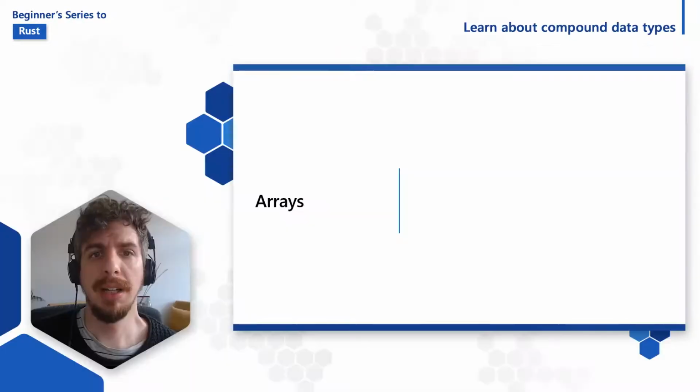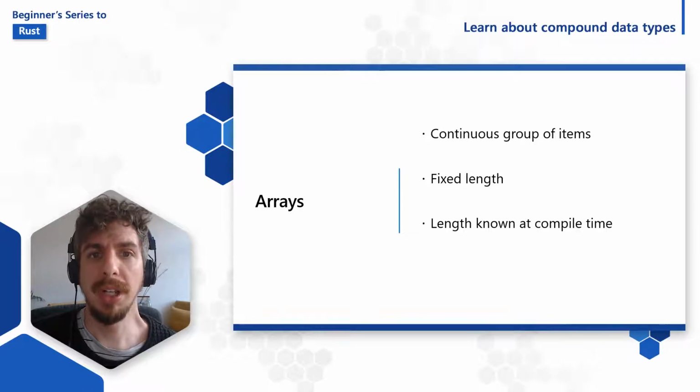Now that we've learned about simple scalar types, let's see how we group these together into compound data types composed of other data types. Let's start with arrays. Arrays are continuous groups of items. They have a fixed length, meaning they cannot grow as our program runs. And additionally, we must know this length at compile time. Finally, arrays are also homogeneous, meaning that they can only contain items of the same data type.